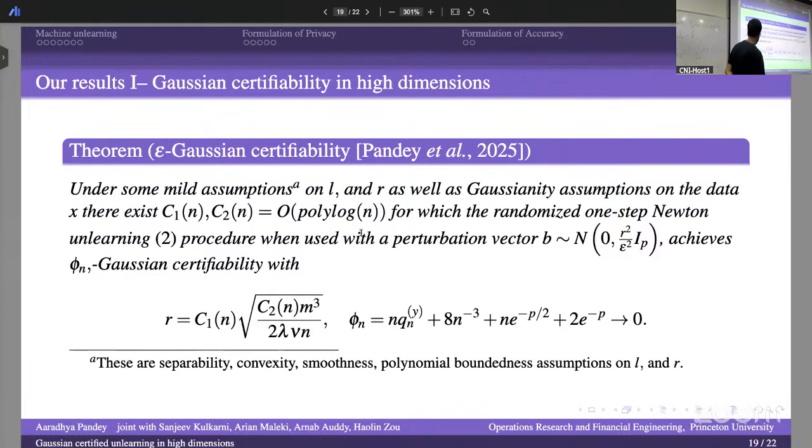Okay, so here is the theorem. It looks ugly, so let's not worry too much about it, but let me just state it. There are some mild conditions that we need on our loss functions L and R. Usually these are separability conditions, some convexity conditions, smoothness conditions, and polynomial boundedness. And I will assume that X is normally distributed, normal 0 identity, in fact, let's say. But some of these can be weakened.